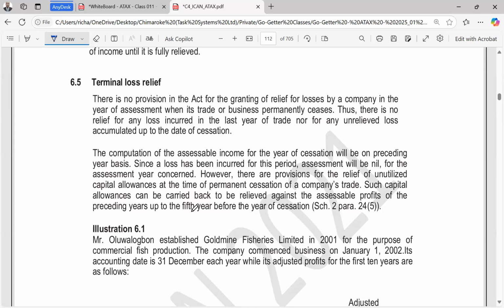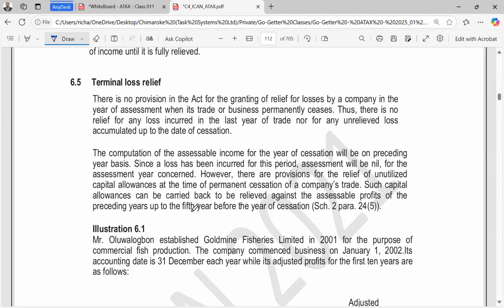Now, when we come to the year of cessation, it means the company is no longer a going concern. It means the company will cease to exist. It will stop trading, and so it cannot carry loss forward. What happens when there is no losses to be carried forward? Now, when a loss hits the year of cessation, this loss is seen to be lost forever. That is why it is called a terminal loss.